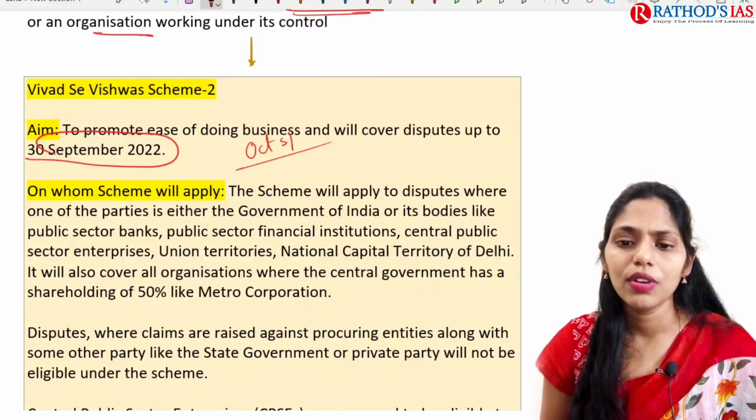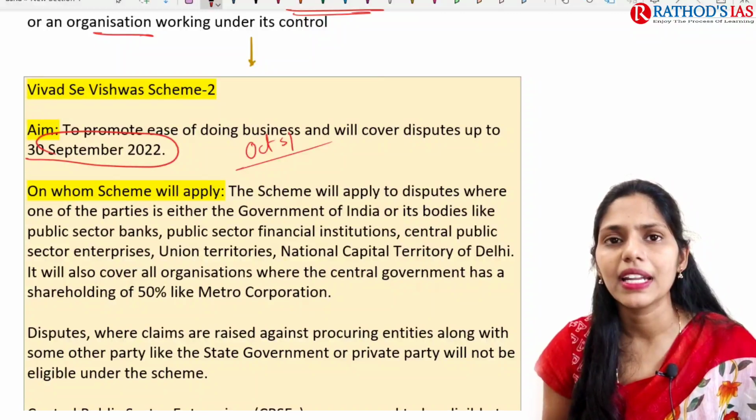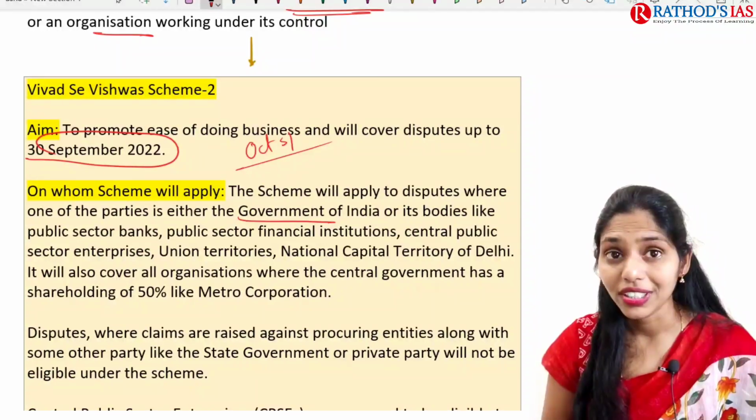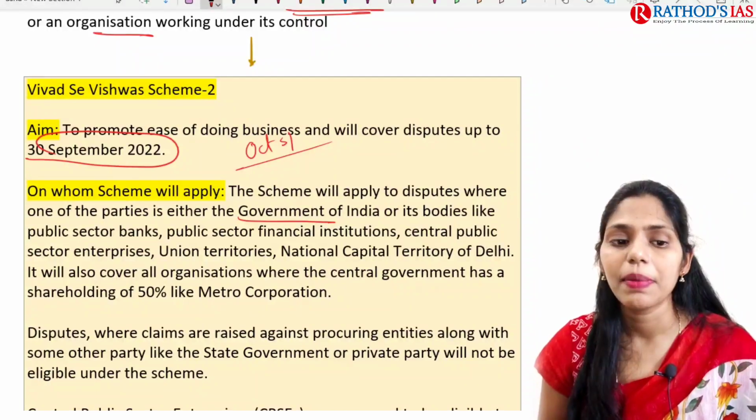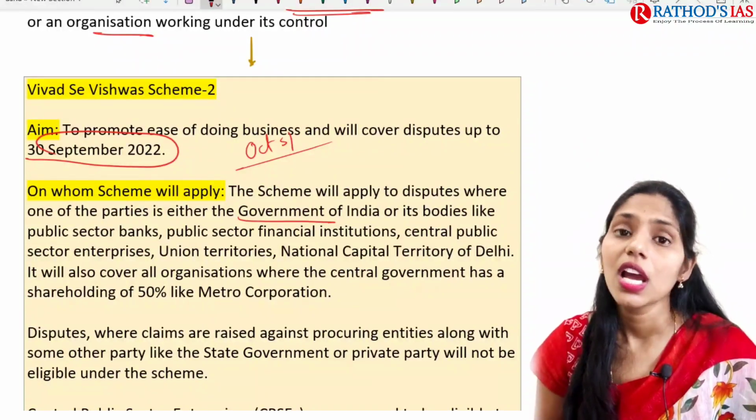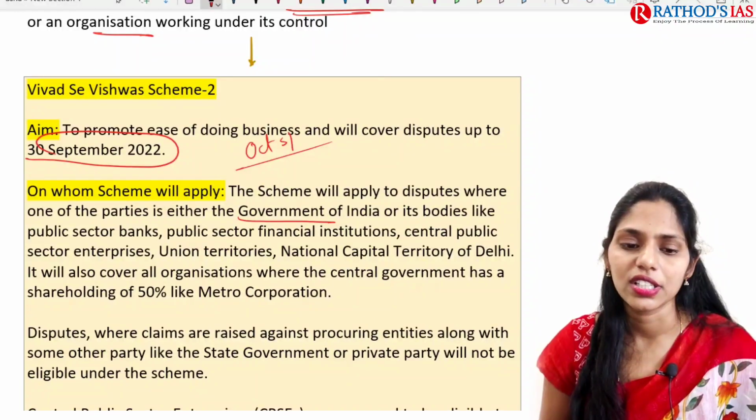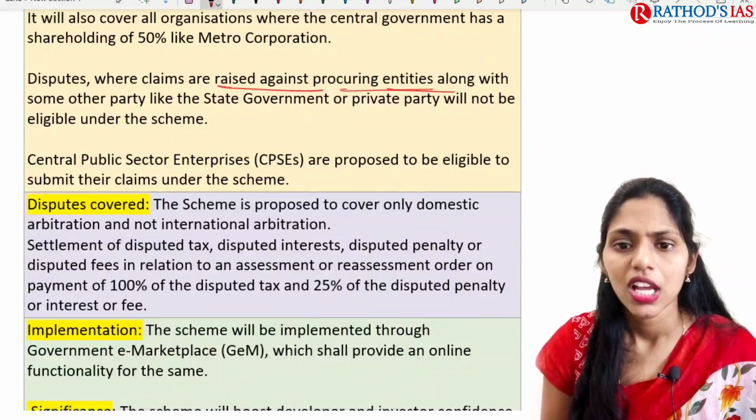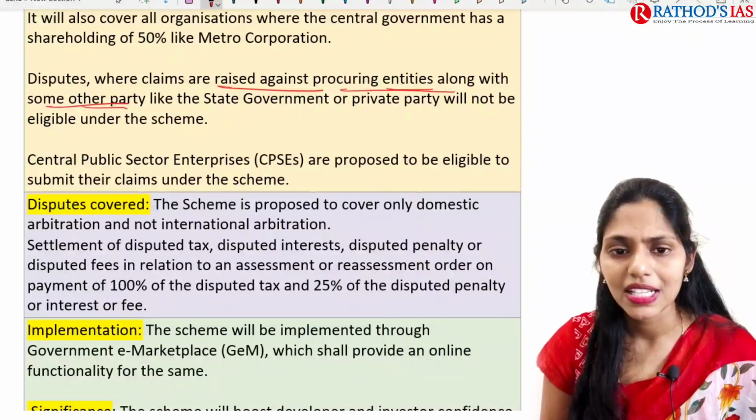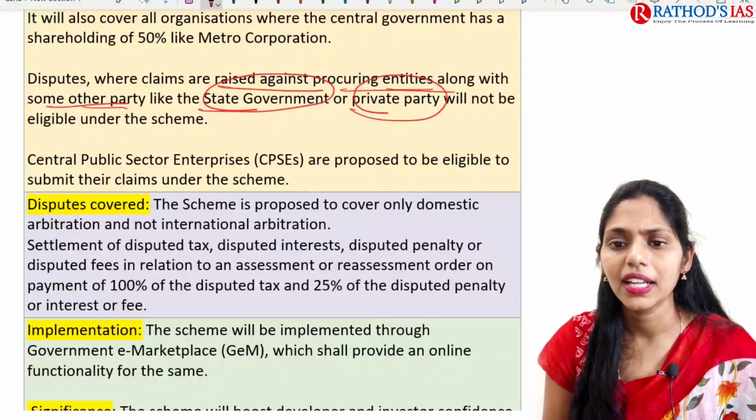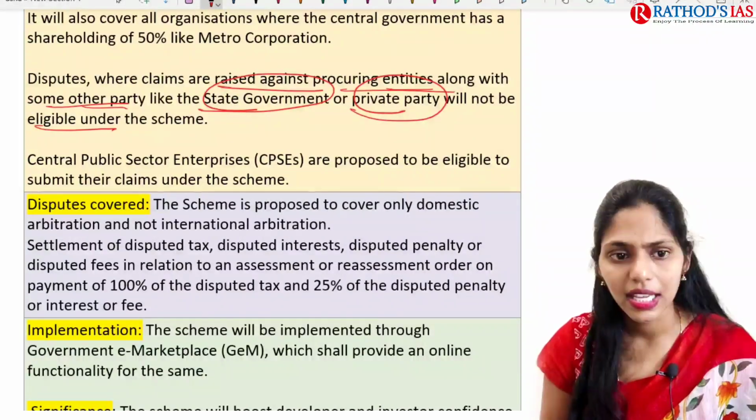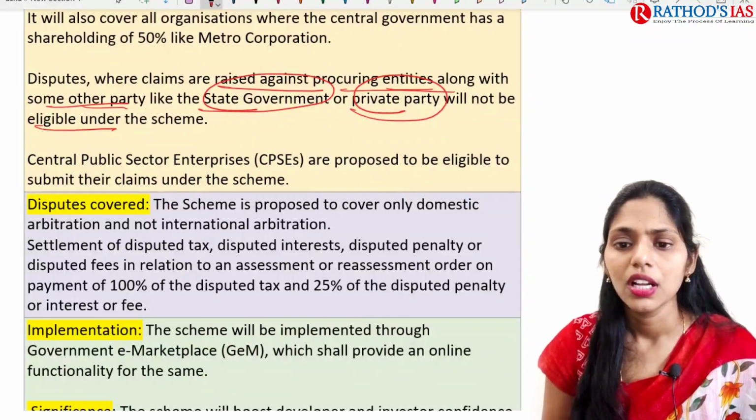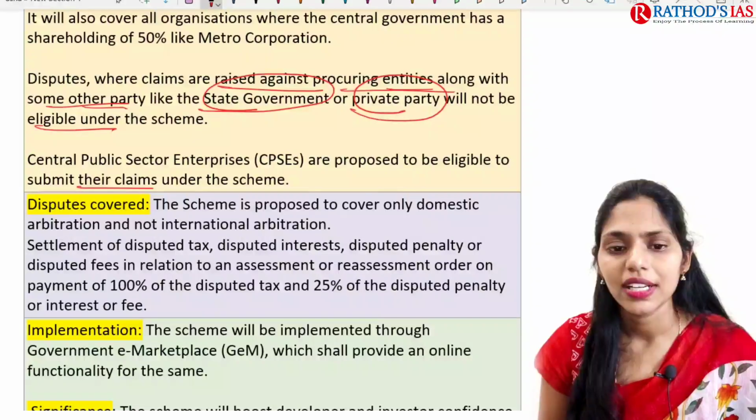And on whom will this scheme be applied? This scheme will be applied where one party is either the government of India, for example public sector banks, public sector financial institutions and central public sector enterprises, union territories, the National Capital Territory of Delhi, etc. And disputes where claims are raised against procuring entities along with some other parties like a state government or a private party will not be eligible under this scheme. Here the central public sector enterprises are proposed to be eligible to submit their claims under this scheme.